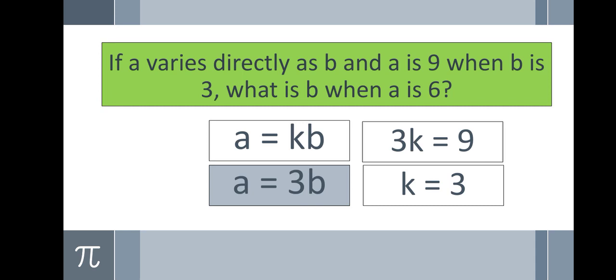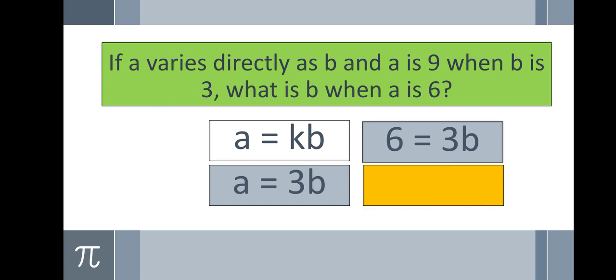Now we will use this formula to answer the question, what is b when a is 6? Simply substitute a with 6. That is, 6 is equal to 3b. To get the value of b, simply divide by 3. And 6 divided by 3 is 2. b is 2 when a is 6.